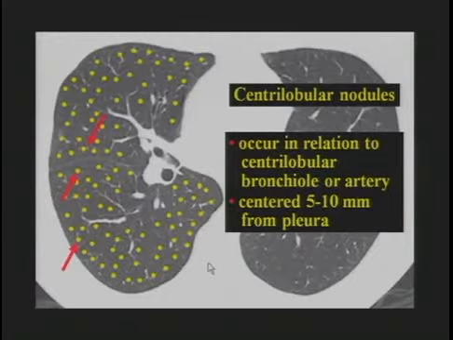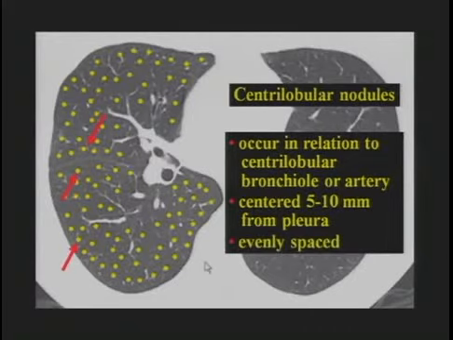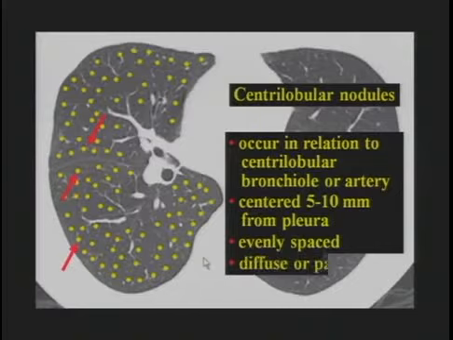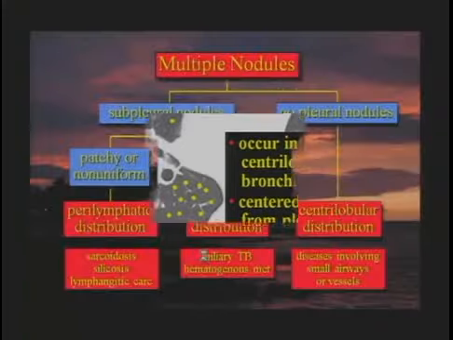That's where the centers of the lobules are. Now, because lobules are about the same size, the centrolobular pattern appears diffuse and uniform, but keep in mind that with this pattern, you do not see nodules at the pleural surface as you do with a random pattern. And the overall appearance in different diseases, diffuse or patchy.